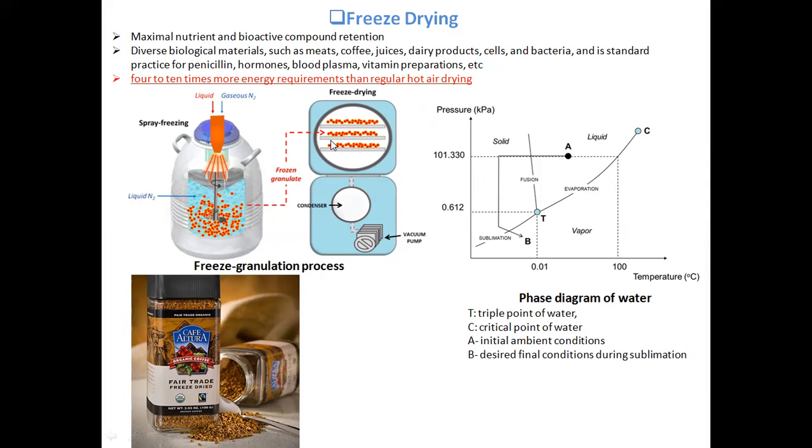are then supplied to the next section, where it is attached to the other section which is having a condenser and vacuum pump. So this vacuum pump is used to keep the pressure of this section below 0.612, that is the triple point of water, and which will readily remove the water, because suppose for example here the temperature is minus 100 degrees Celsius, so water is in solid form, right? It is ice crystals.